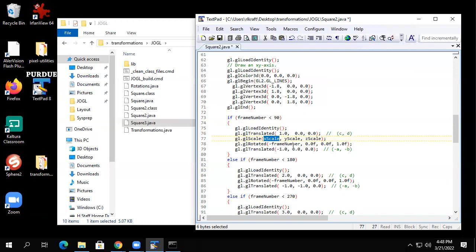So let's just try it real quick. So this would be 1 plus frame number divided by 90.0. Make sure we don't want to do integer arithmetic. These are supposed to be floating point numbers. And z scale will just keep it at 1. In the z direction, we won't change. Okay, let's just give this one a try.